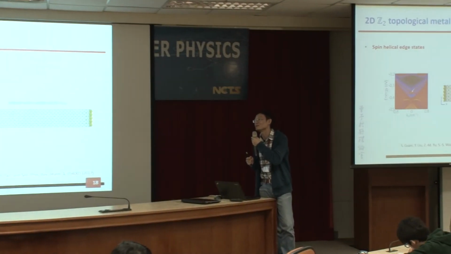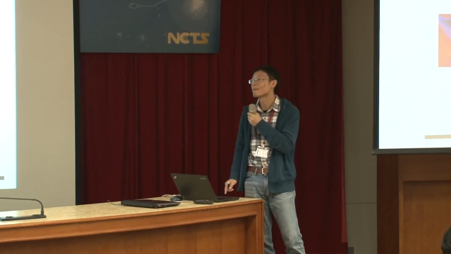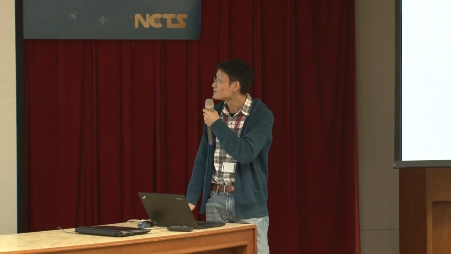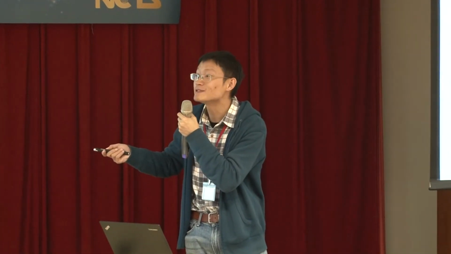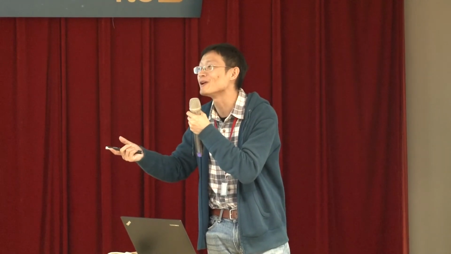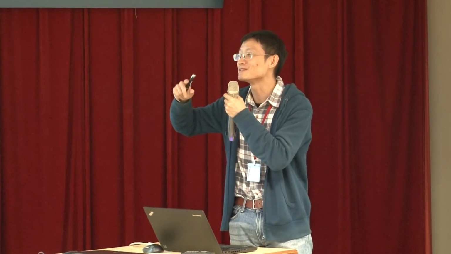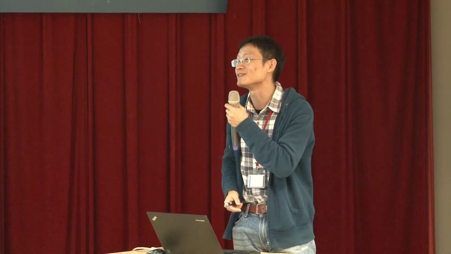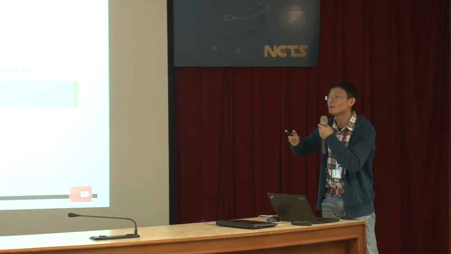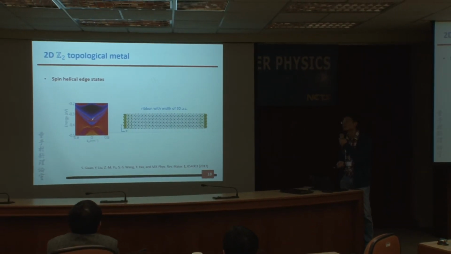I see Dirac bands here, but this one is not actually attributed to the Dirac point. It's actually attributed to the Z2 invariant due to this band inversion at the X points. It's not actually due to the Dirac point. Thank you.